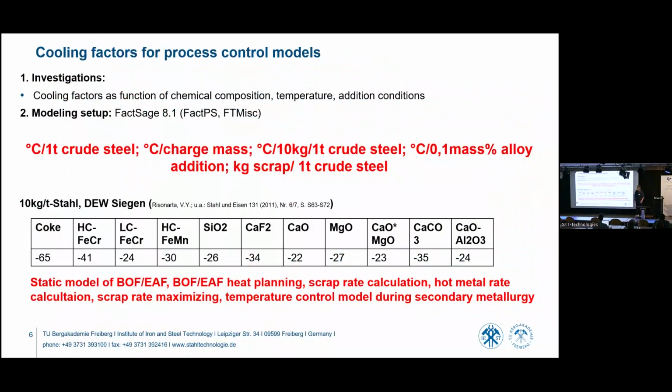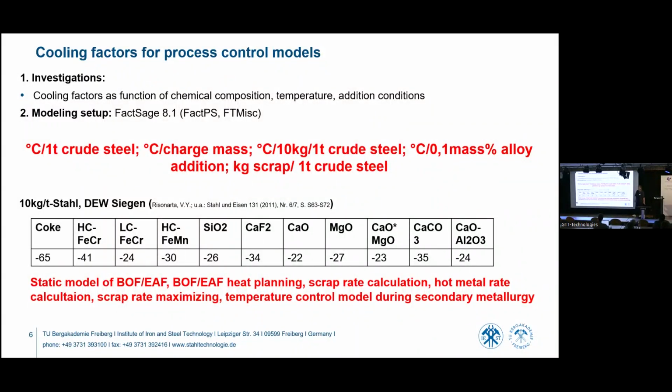Okay, we are not developers of FactSage. We are not developers of the database. We are only users. And we use FactSage every time in our research, in doctoral thesis work, in projects, or in diploma works. And I want to present only short results or some examples of our calculations. The first example is about cooling factors.